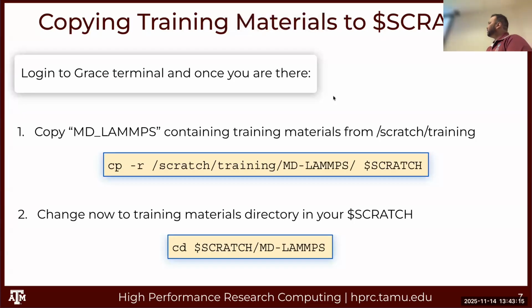Okay, now that we are in the Scratch folder, we need the training materials that we'll be working on, and we are going to copy it from the Scratch training folder. The command to execute on the terminal is what you see here, which is the copy command, and you want to copy a directory called md-lamps from the Scratch training path to your Scratch folder. So it's $SCRATCH. You can just copy paste it.